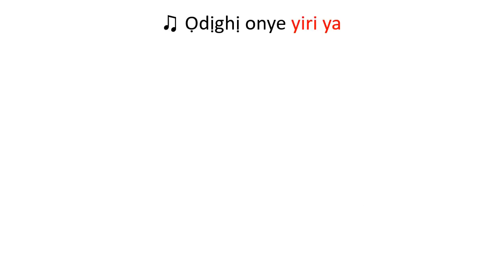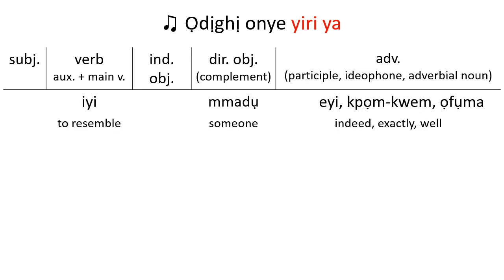Yiri ya comes from the verb iyi mmadụ, which means to resemble someone. This is a good time to show you a map of a basic Igbo sentence. It'll help me break down the verb in a way that makes more sense. We'll fill in the map with other parts of speech in future videos, but for now I just want to use it as a table to organize and explain verbs.